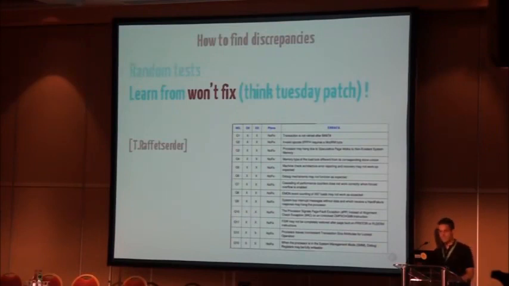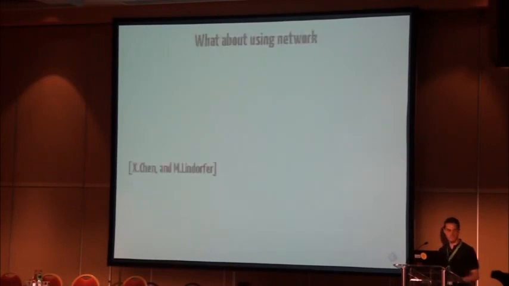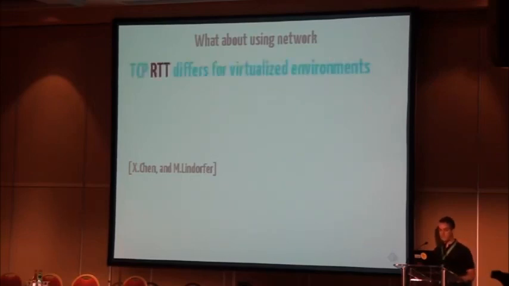I spoke about using the CPU to find discrepancies. I spoke about device names and resource discrepancies. What about using the network? Using the network, when you send a TCP packet, the round trip time will differ for virtualized environments and without, because you will have another stack of IPs to go through. So you have a difference. I won't put it here because I don't have the time.